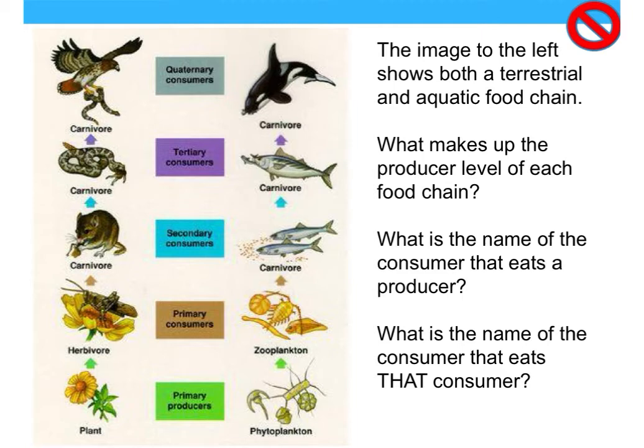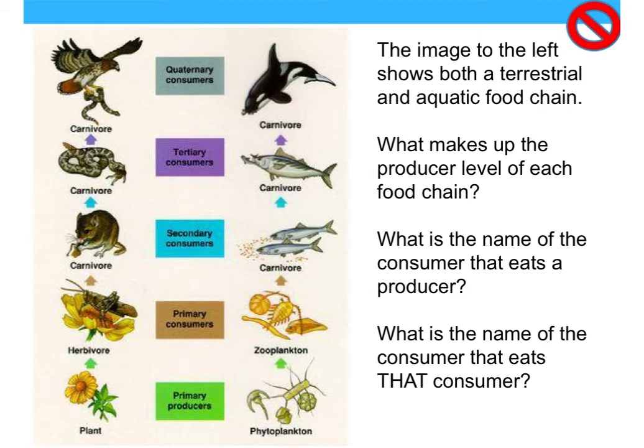A secondary consumer, again, remember I said, eats the primary consumer, so the mouse is eating the grasshopper, so it is a secondary consumer. The two fish that are there are secondary consumers because they feed on the zooplankton. The snake is a tertiary consumer, which means a third level consumer, which means that it ate the mouse, which ate the grasshopper, which ate the plant. And then you see the bigger fish eating the two smaller fish. Again, tertiary consumer, third level consumer.